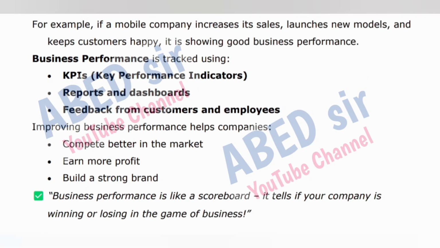For example, if a mobile company increases its sales, launches new models, and keeps customers happy, it is showing good business performance. Business performance is tracked using KPIs, key performance indicators, reports and dashboards, feedback from customers and employees. Improving business performance helps companies compete better in the market, earn more profit, build a strong brand. Business performance is like a scoreboard. It tells if your company is winning or losing in the game of business.